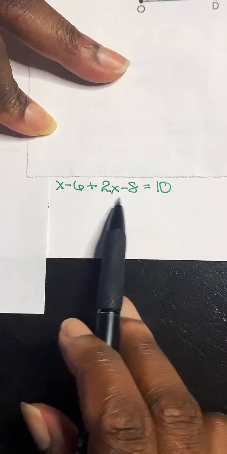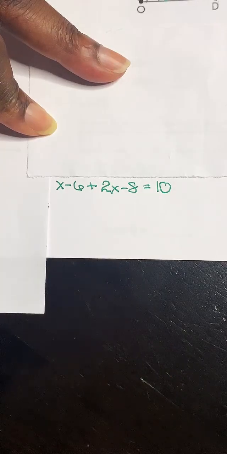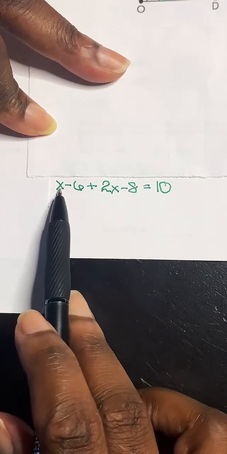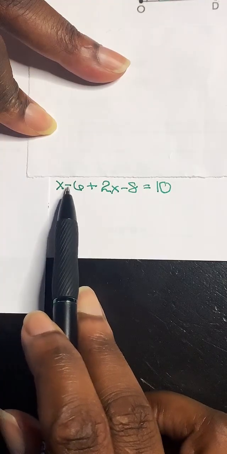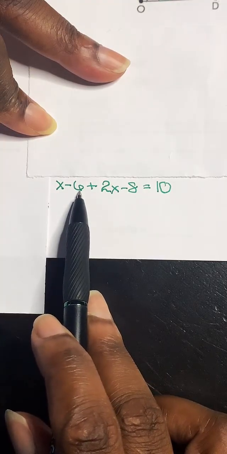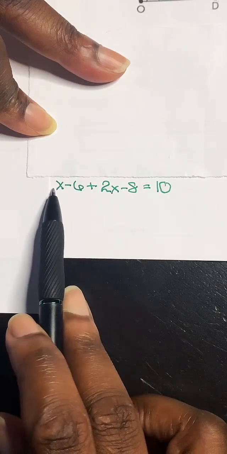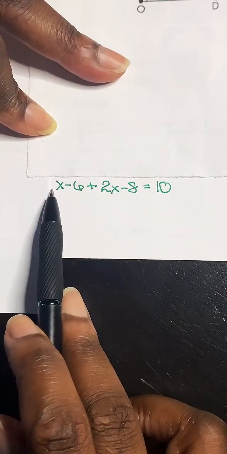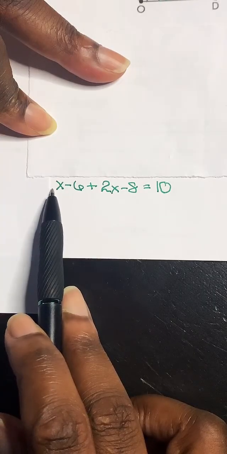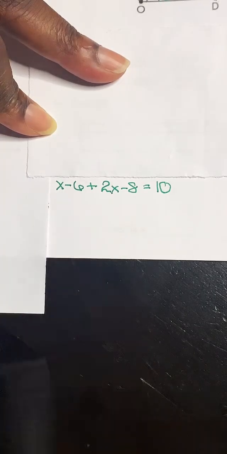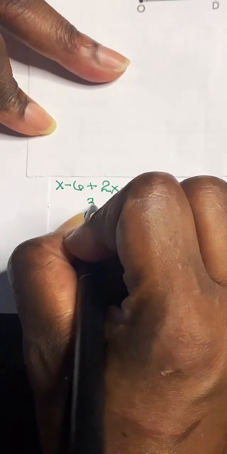Okay. So now we have most of our like terms on one side. So we have x, which is a positive x. This negative sign goes with the 6, so it makes this 6 into a negative 6. If you don't see a number in front of the x, it's a 1. So 1 plus 2 gives me 3x. Okay, so we're taking care of them.